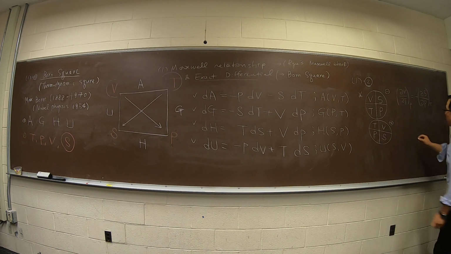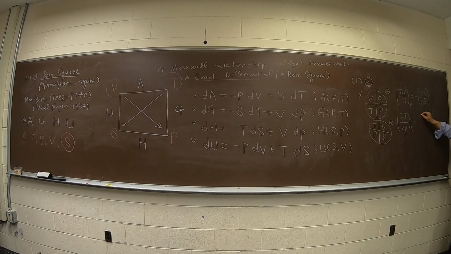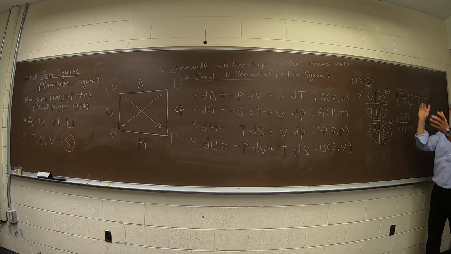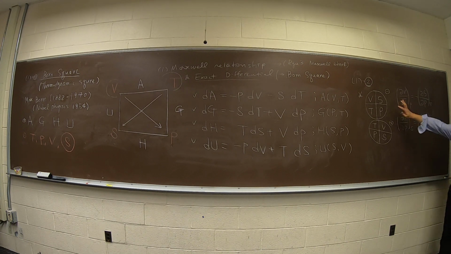So this one is now, I can write round P, keeping S constant, round V, round S, keeping pressure constant. So that's the one other relationship that you can get. With the flipped location, that's a negative sign. Using this wheel, you get the second Maxwell relationship.